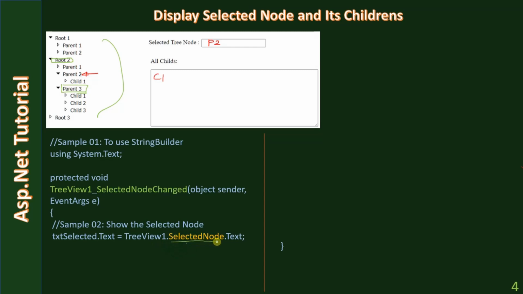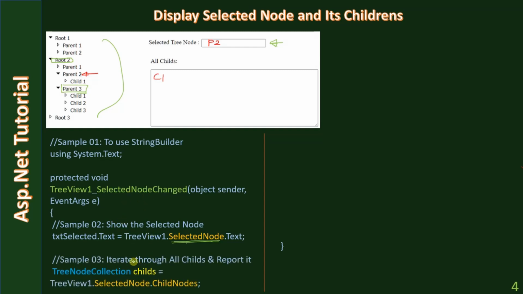we read the SelectedNode property of the TreeView control and this will give us which node is selected. Say for example here parent 2 is selected and TreeView1.SelectedNode.Text will give us parent 2 and we are storing that here in the txtSelected. So that means we will name this text box as txtSelected and we are setting its text. And all this is happening when the user is picking a node. When the user is picking a node, the SelectedNodeChanged event will get fired and we have a handler here.